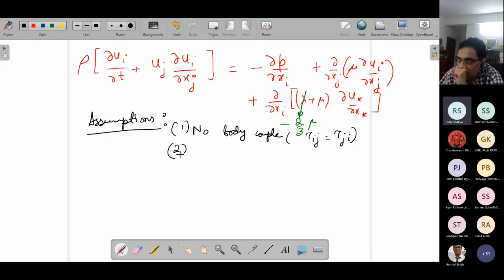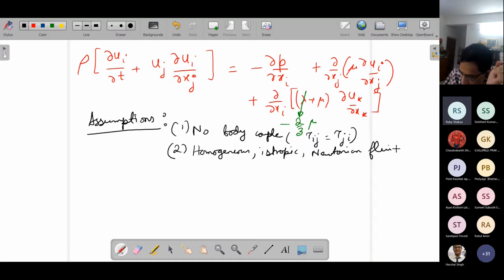Homogeneous, isotropic, and Newtonian fluid. Okay.